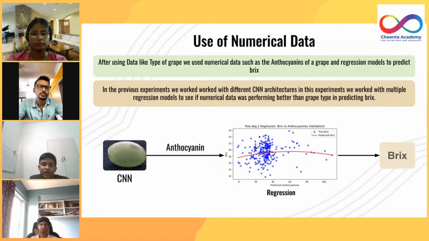So we use different kinds of regression models. For example, we used LOESS, polynomial regression for multiple degrees, random forest and other models, and we compared their metrics to see which model was performing best. Next slide, please.